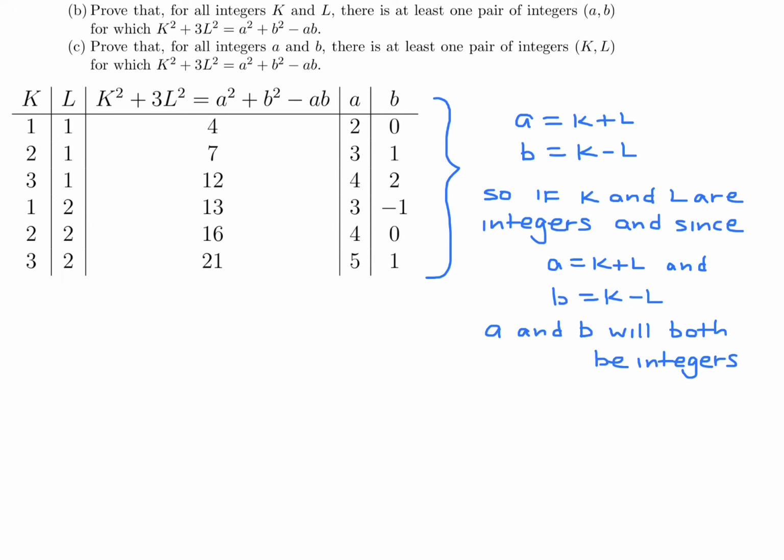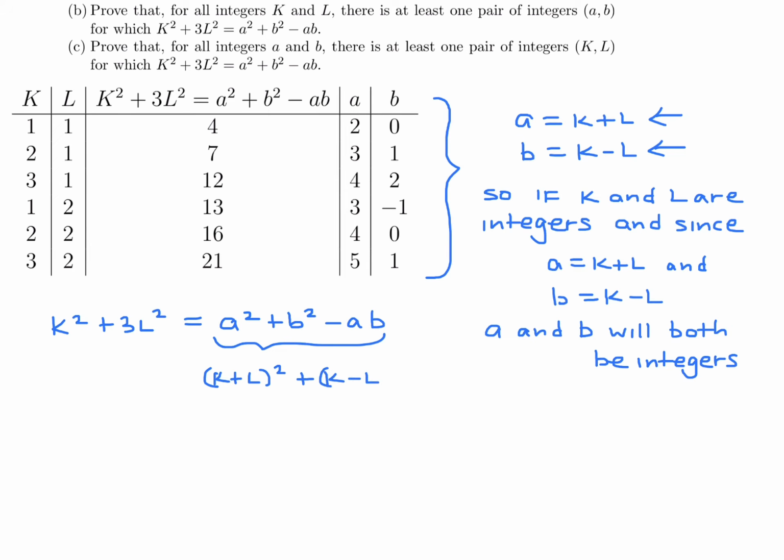So let's see what happens when we plug it in. We've got k squared plus 3l squared, and that's got to equal a squared plus b squared minus ab. Okay, so let's see what we get. Let's start with the right side here, substituting these values for a and b. We would have (k plus l) squared plus (k minus l) squared minus (k plus l) times (k minus l).